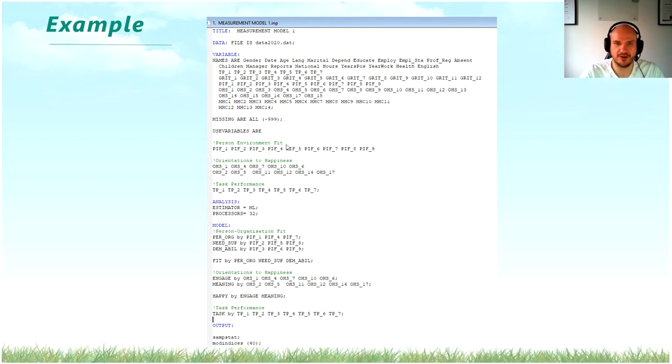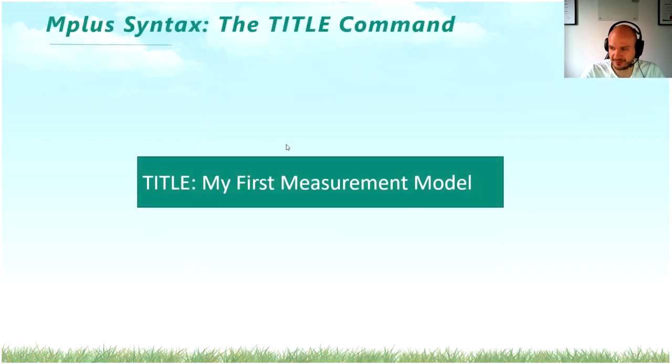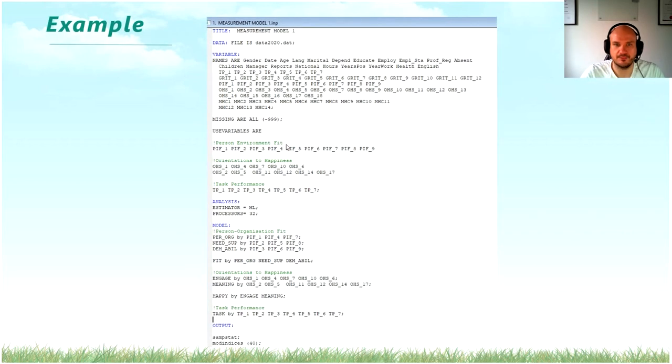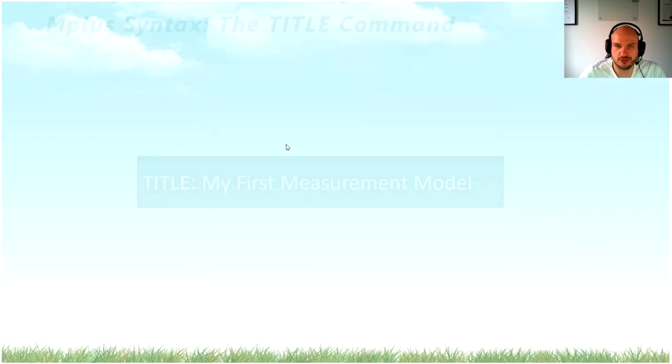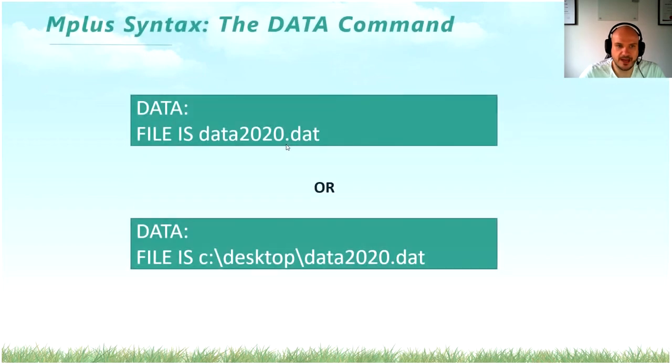Alright, ready? So the first part is our title. Our title basically gives us a label for our analysis, and as you can see, it's right at the top, and it helps us to structure our ideas around it. The next part is how we specify our data in our data command.